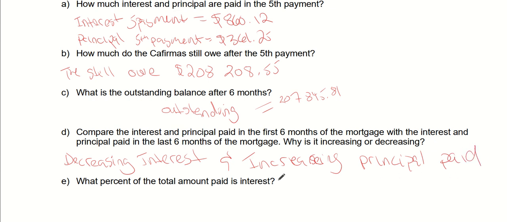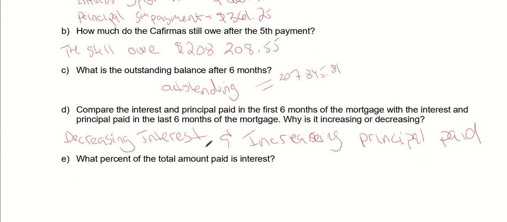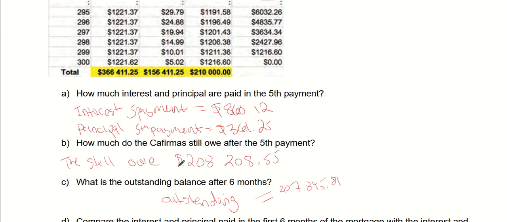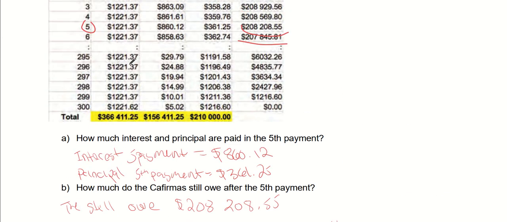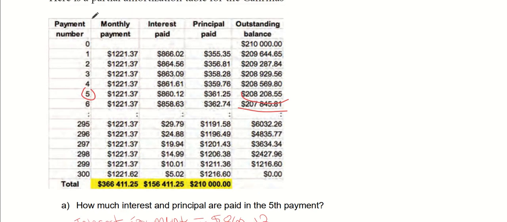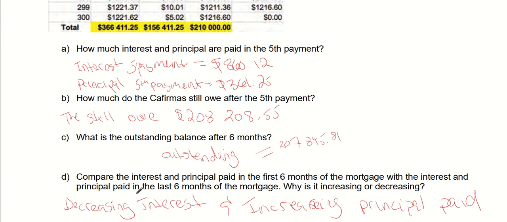What percentage of the total amount is paid in interest? Okay, so you would have to know the whole amount you paid and the total interest that has occurred. This table is a great way of getting it. This is the interest paid, and this is the monthly payments. So in total, this is the total interest you paid throughout the 300 terms. And this is the total amount of monthly payments that you've made. So you just divide those numbers.